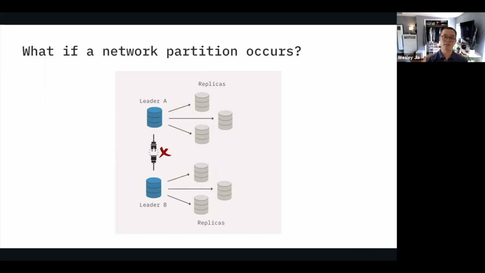However, during a network partition, it just means that the connection went out. Leader B thinks that leader A is gone when in reality, they just can't communicate with one another. So that brings us to the split brain problem.